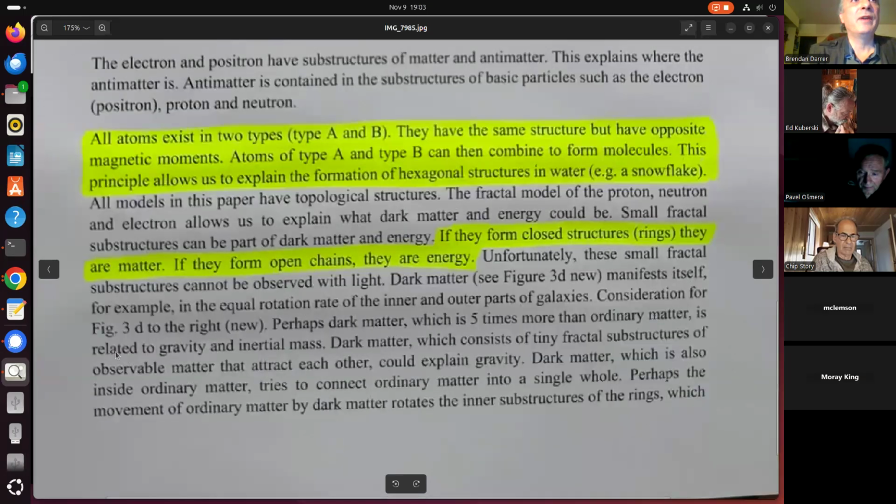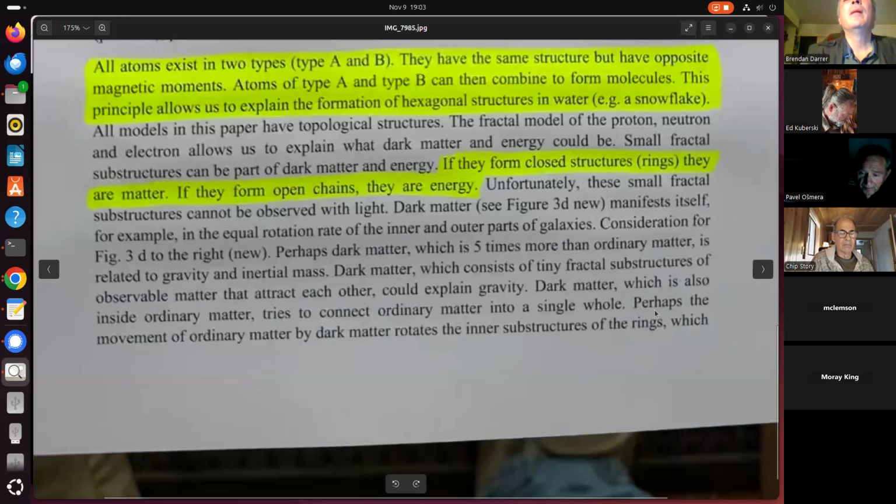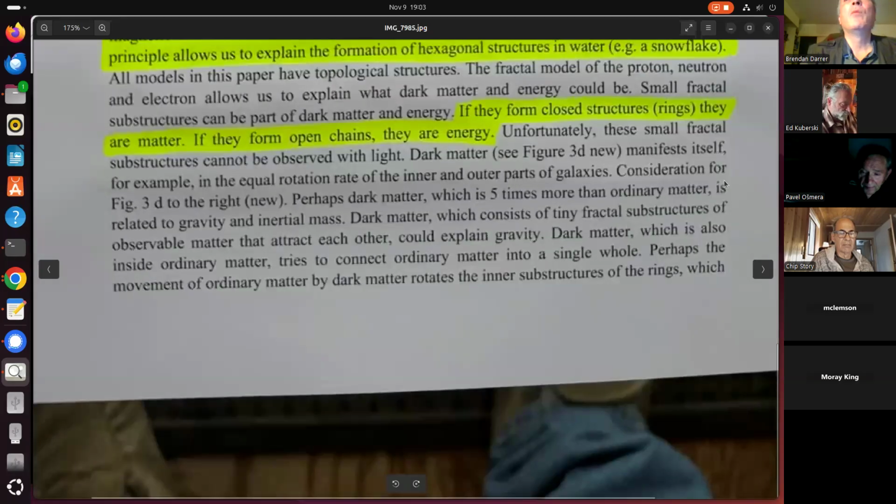Consider figure 3D to the right, new. Perhaps dark matter, which is 5 times more than ordinary matter, is related to gravity and inertial mass. Dark matter, which consists of tiny fractal substructures of observable matter that attract each other, could explain gravity. Dark matter, which is also inside ordinary matter, tries to connect ordinary matter into a single whole. Perhaps the movement of ordinary matter by dark matter rotates the inner substructures of the rings. That's interesting.